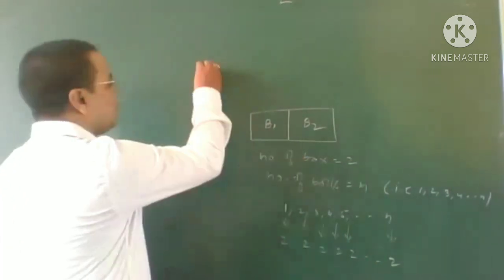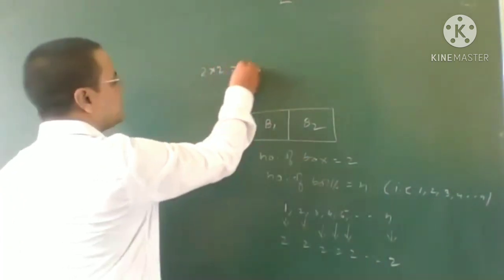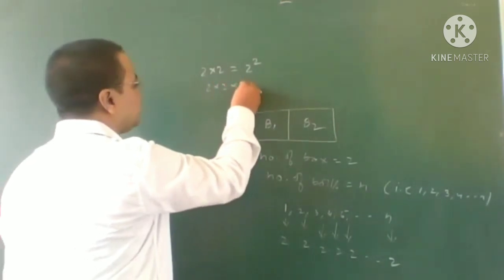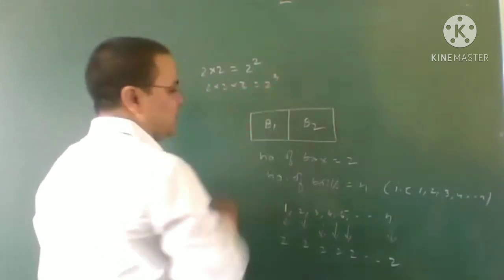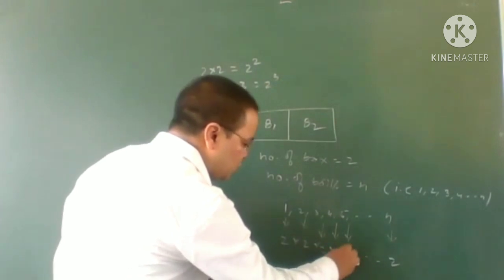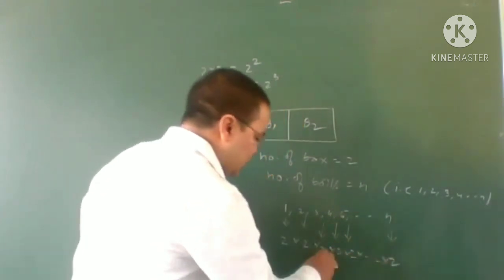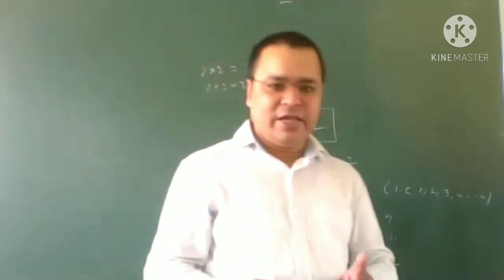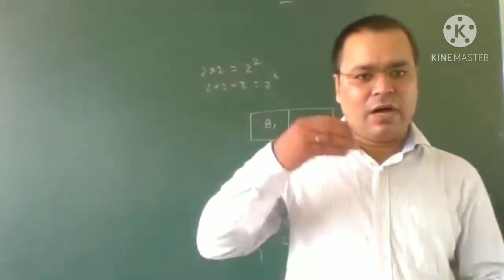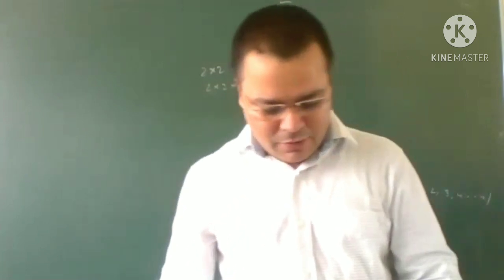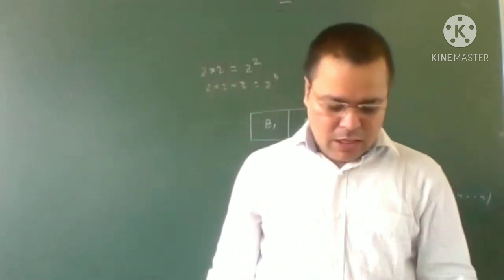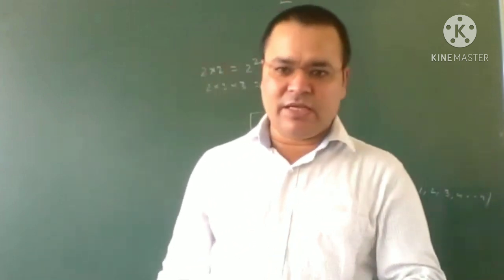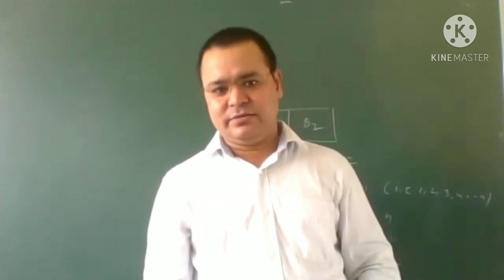Now we know that if 2 is multiplied 2 times, it is 2 to the power 2. If 2 is multiplied 3 times, it is 2 to the power 3. So now here 2 is multiplied n times, then it will be 2 raised to the power n. Therefore, the total number of ways of putting the balls in two boxes is equal to 2 raised to the power n.